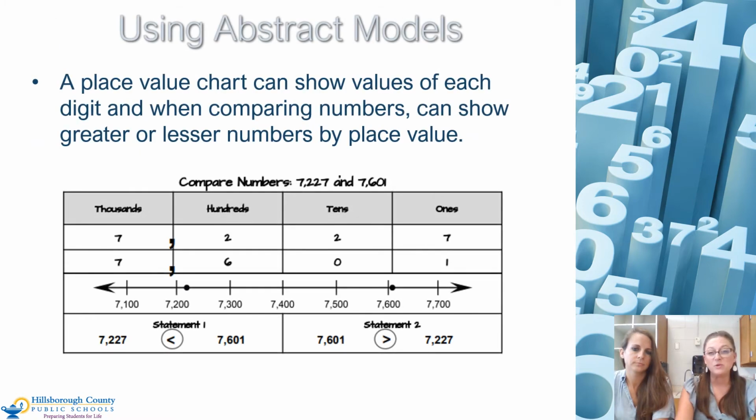Remember back when we used those place value discs and the place value chart, we can use that same thinking to represent it using numbers for each place value in our chart. It can show values of each digit, and then when comparing the numbers can show greater or lesser numbers by place value. You can really see in this model right here that we're connecting that number line, the place value chart, and those statements to all create that similar comparison.